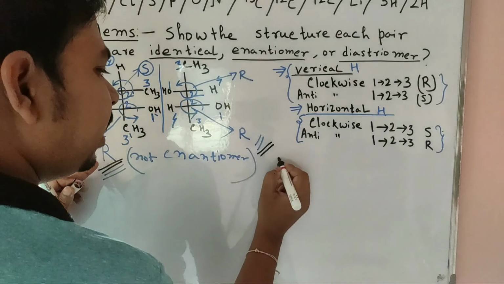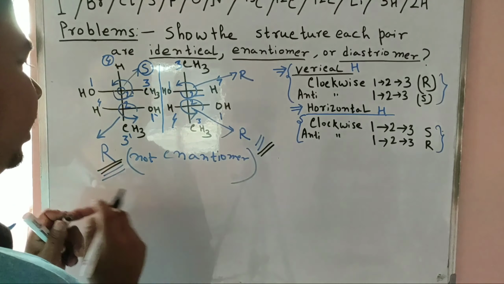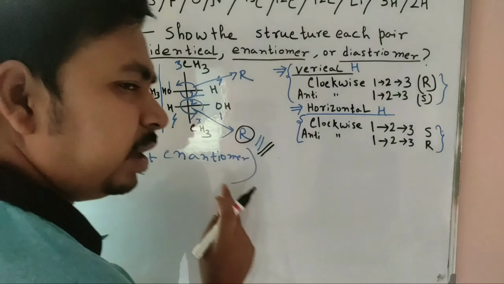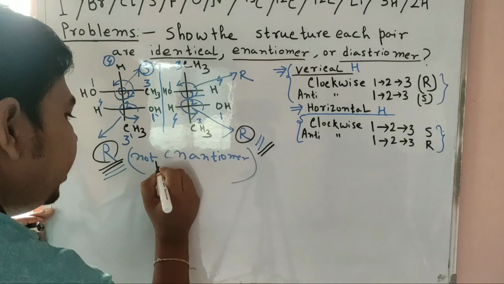If one is R and the other is S, then we call the structure an enantiomer. But in that case, both are the same, RR. So this pair is not an enantiomer. So what can I do? Then our discussion continues.